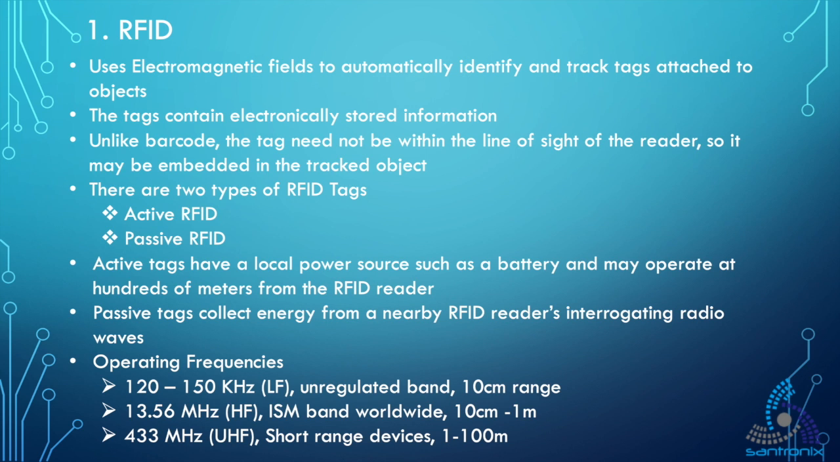So when the RFID reader is placed outside and the passive tags come in very close proximity to these kinds of readers, the RFID tags actually get energy from the reader, right? And the operating frequencies for RFID, basically there are three ranges that we talk about here.